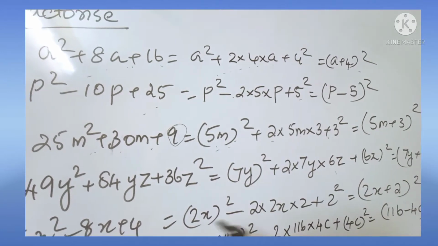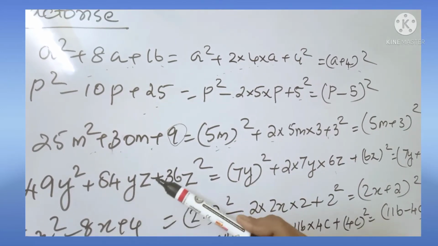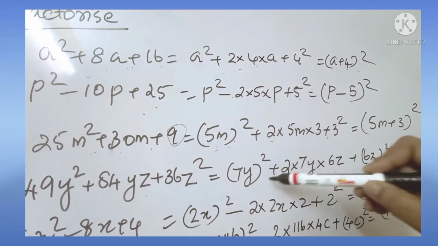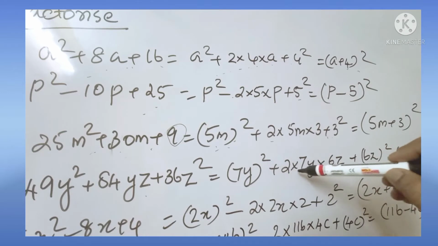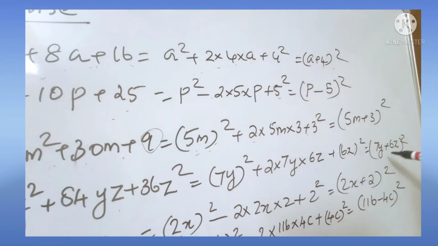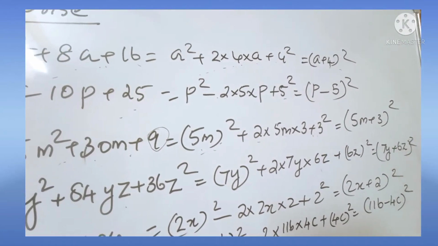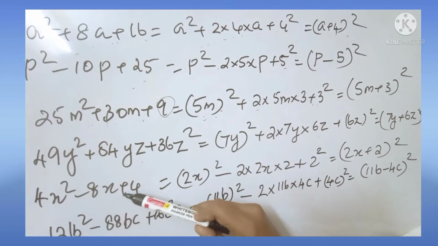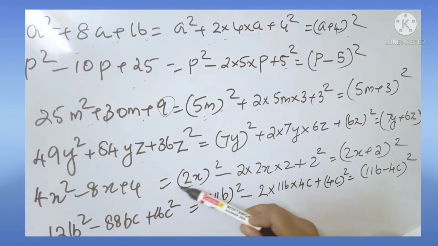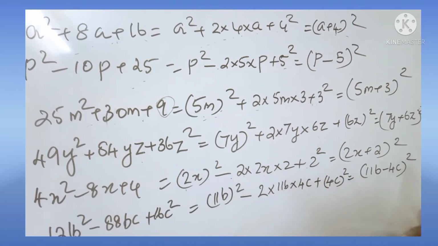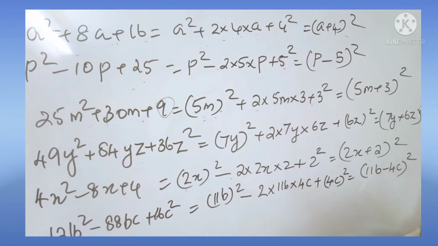Then next, 49y square plus 84yz plus 36z square. 49y square is 7y whole square, plus 84yz is 2 into 7y into 6z, plus 6z whole square. So that is 7y plus 6z whole square. The next one, 4x square minus 8x plus 4. 4x square is 2x whole square, minus 2 into 2x into 2, plus 2 square. So it is 2x minus 2 whole square.